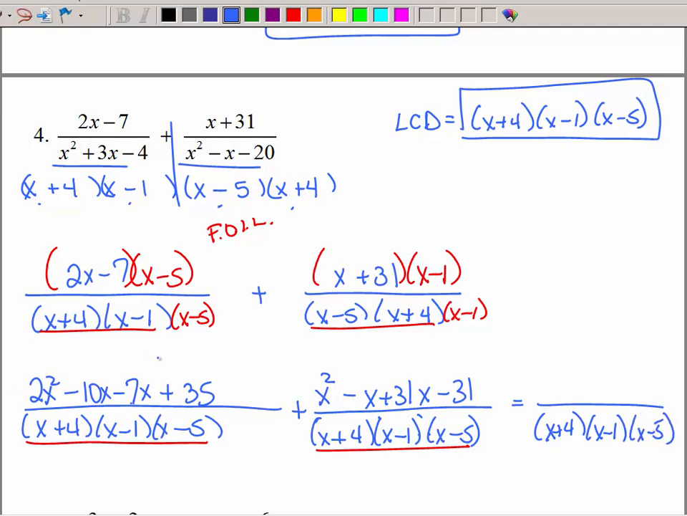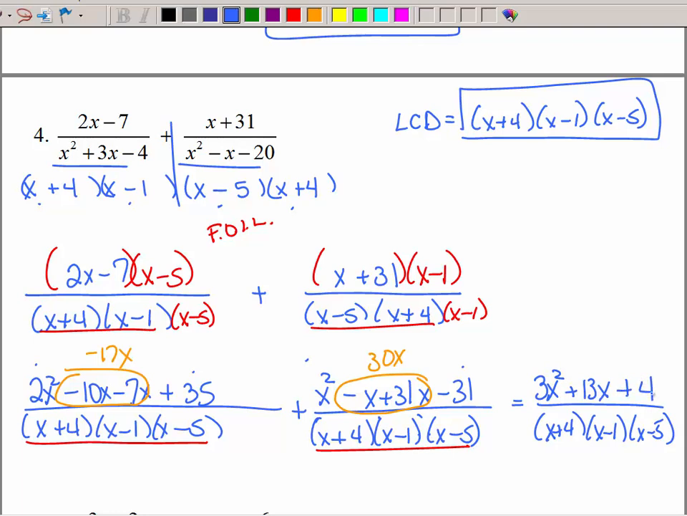And I'm going to collect like terms across the top. So 2x squared plus 1x squared is 3x squared. Then this makes negative 17x, and this is positive 30x. So combine those, and I believe I have a positive 13x. And I have 35 minus 31, which is a positive 4.